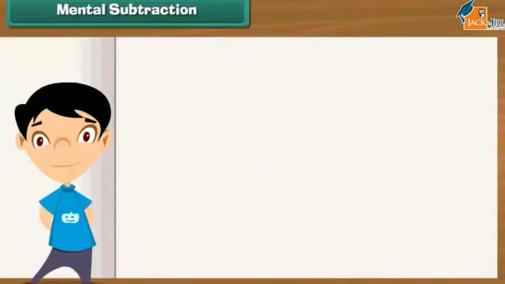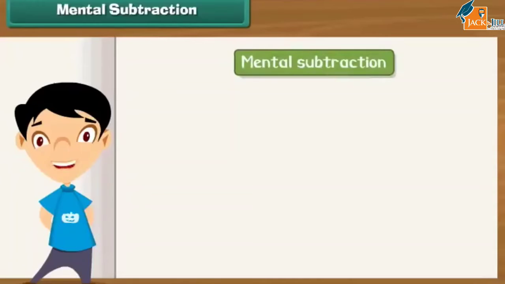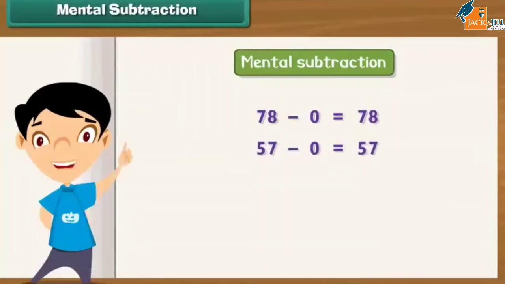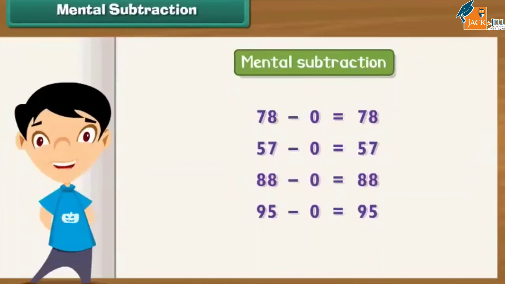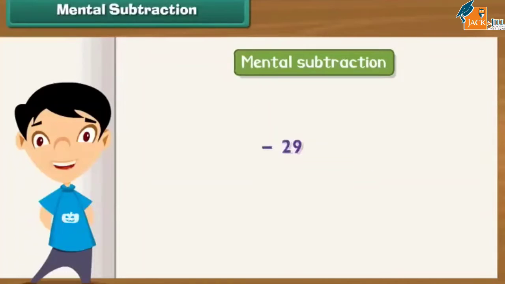Mental subtraction. We can perform mental subtraction in a manner similar to mental addition. 0 is the easiest number to subtract. So we will always try to make the second number, that is, the number to be subtracted, end with 0. Let us try to subtract 29 from 67. Since the second number must end with a 0, we subtract 30, not 29, from 67.